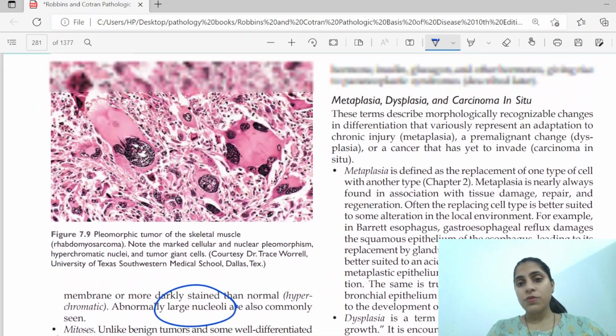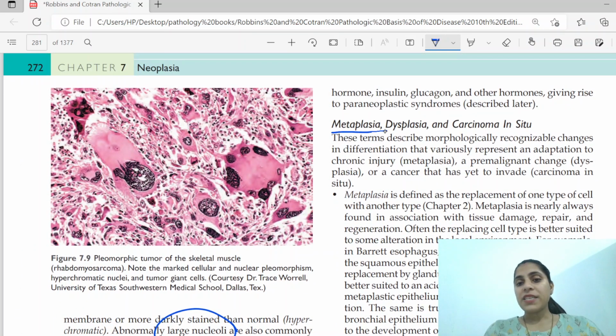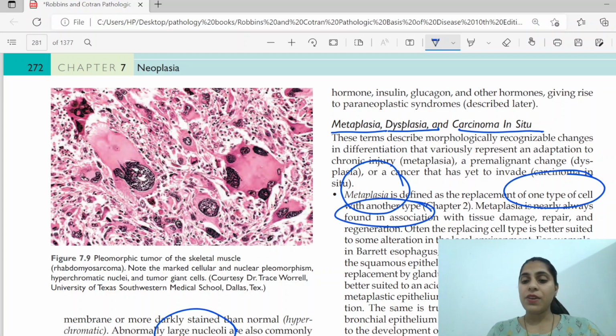Then we come to metaplasia, dysplasia and carcinoma in situ. So what is metaplasia? This is one type of cells being converted to another type. Like we all know that example of Barrett's esophagus, that is when the lining of esophagus is squamous, whereas the lining of the GI, the stomach is columnar epithelium.